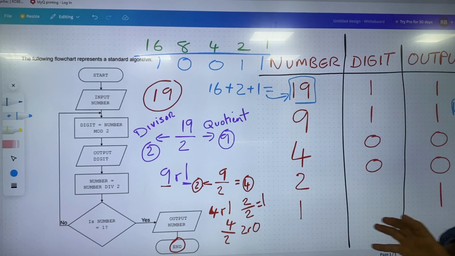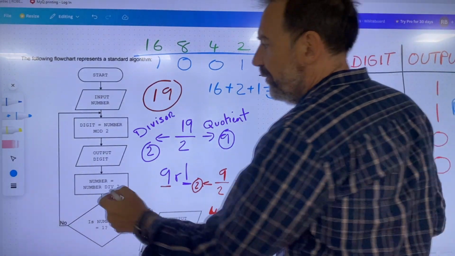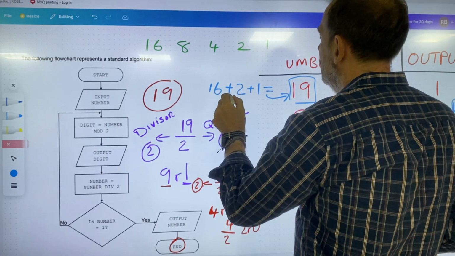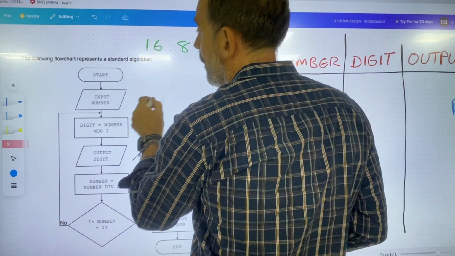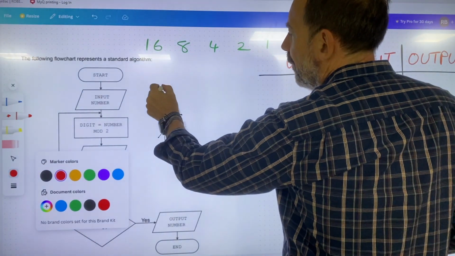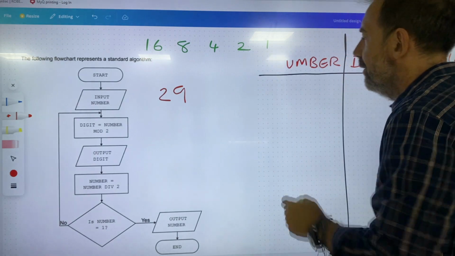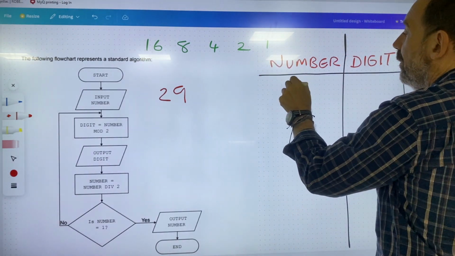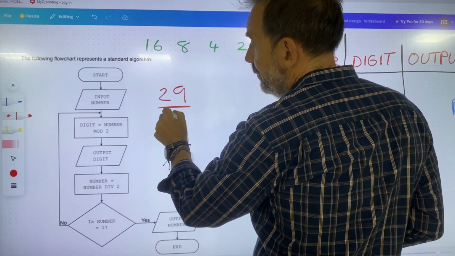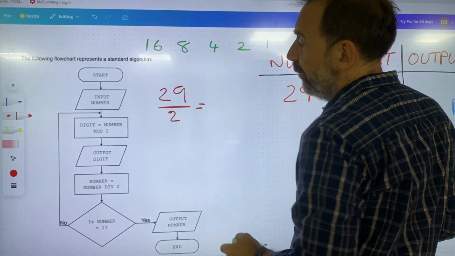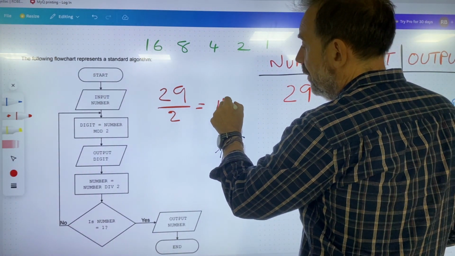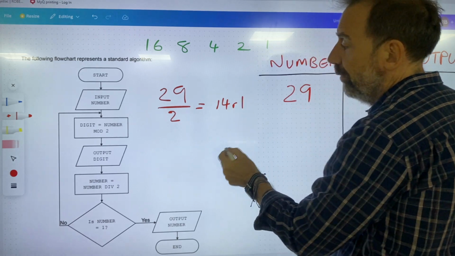To test this, and I recommend testing it, I'm just going to see if this works. Let's try and rub some of this out, and I'm going to put a new number in. 29. Okay, we'll start again with an odd number. So put the number in, 29. Input the number, divided by 2. What do I get left over? Well, 14, remainder 1.